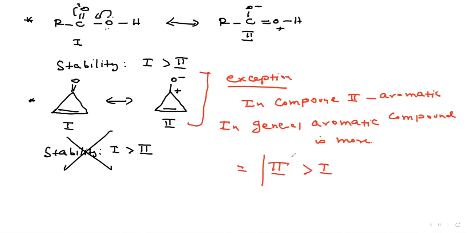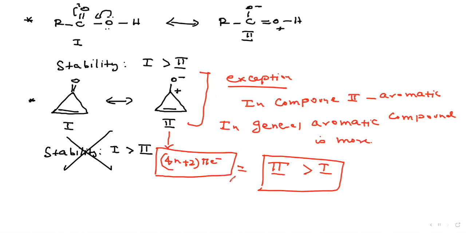Understood? Listen: only when the ionic charged species is aromatic is the charged species more stable compared to neutral. Otherwise, the neutral structure is always more stable. When the charged species is aromatic, it is more stable. What is aromatic? We know very well: it obeys Huckel's rule, the 4n plus 2 pi electrons. They call it an aromatic system. I hope you enjoyed this lecture.